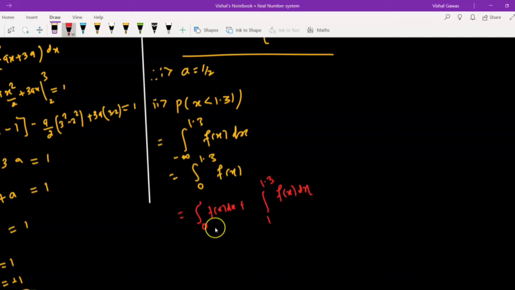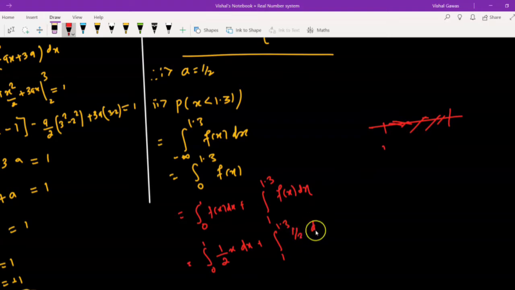The function is defined from 0 to 1 to be ax, but a is half, so this is the integral from 0 to 1 of 1 by 2x dx plus the integral from 1 to 1.3. For x between 1 and 2, the function is defined to be a, so this is half dx. So this is equal to half, right?